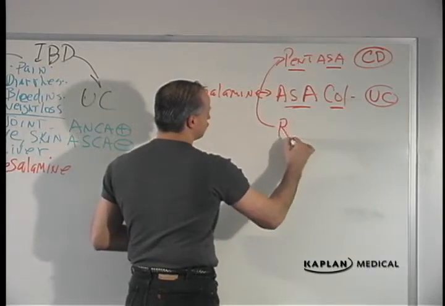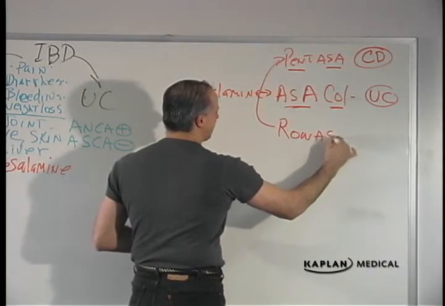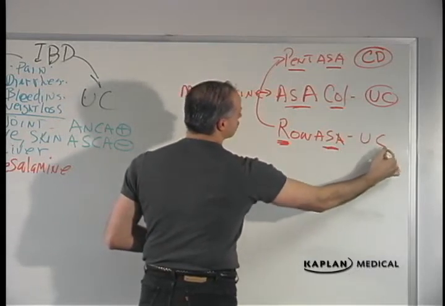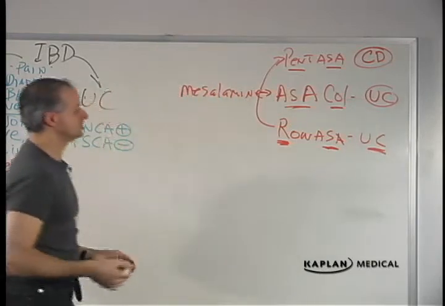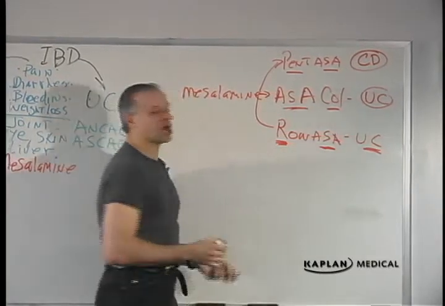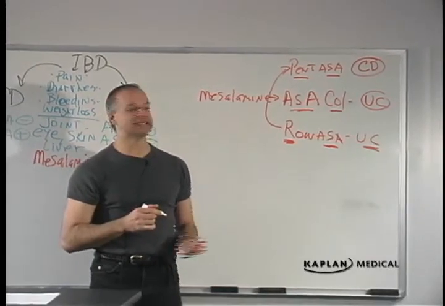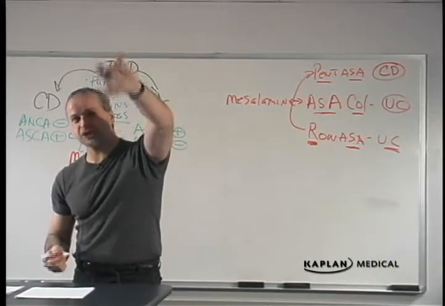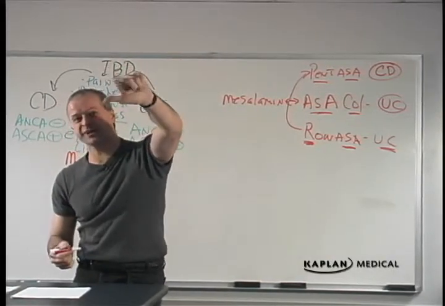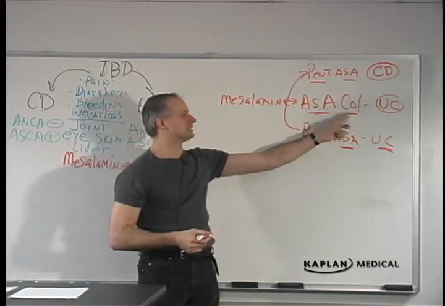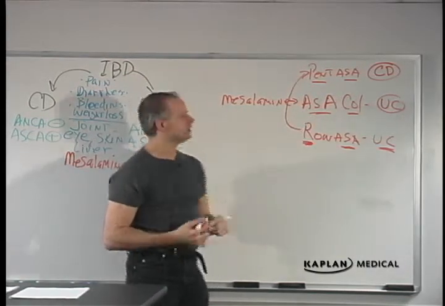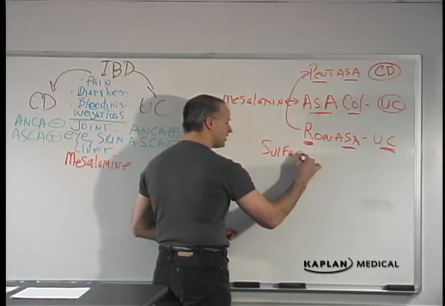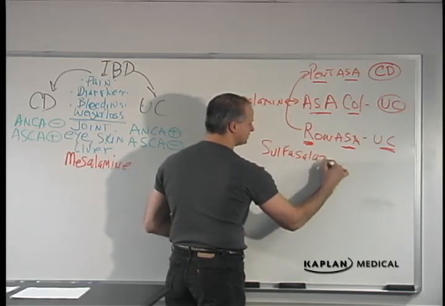And the other thing is Rowasa, rectal ASA. Rectal acetyl-salicylic acid. This is useful only for the most distal ulcerative colitis. Rowasa is for the rectum. Pentasa for all 5 parts of the bowel: stomach, duodenum, ileum, jejunum, and colon. Asacol, colonic ASA. Rectal ASA. And you might say, hey man, where's our old friend sulfasalazine?